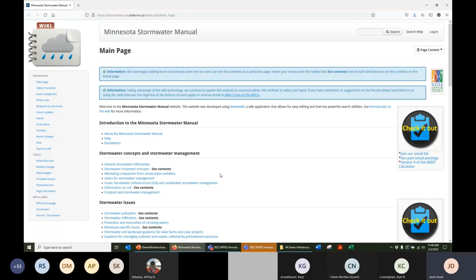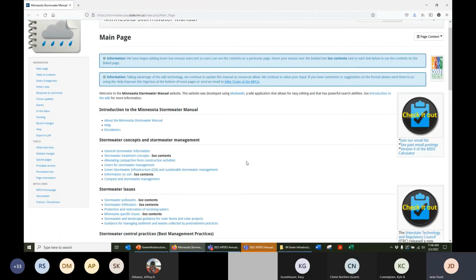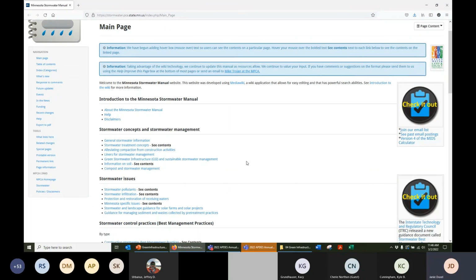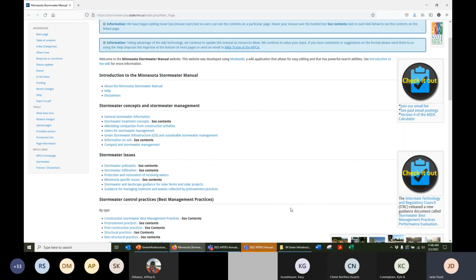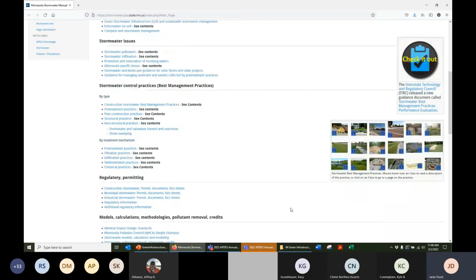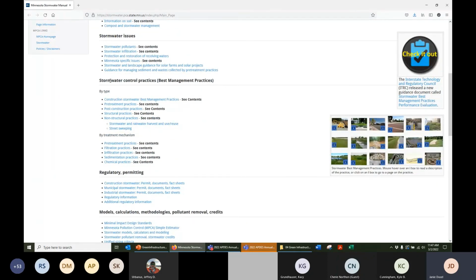So this is just a really helpful resource. Again, it's not all inclusive. You won't find every type of tool available here, but there's lots of introduction into stormwater management and stormwater information. But the thing that I like the most is you can actually look at different stormwater control practices, either by type or by treatment mechanism, right? The treatment mechanism piece, I think, is helpful.